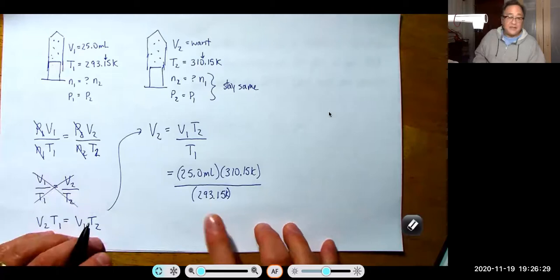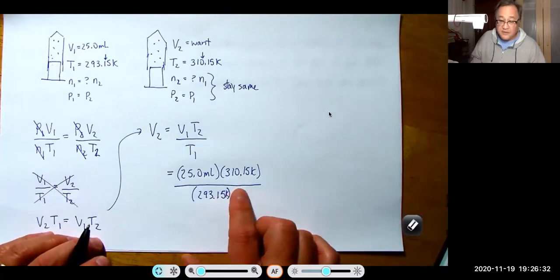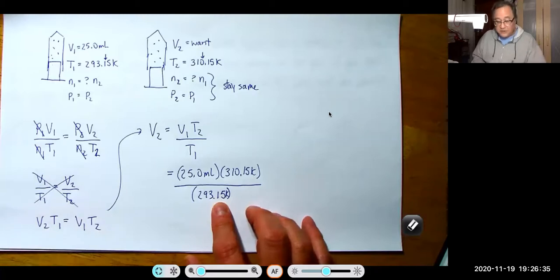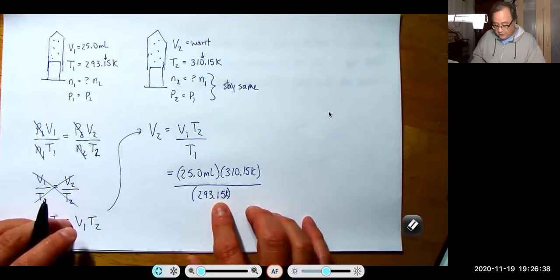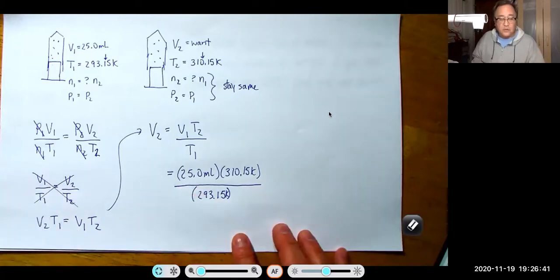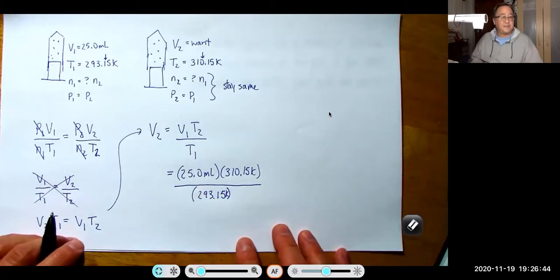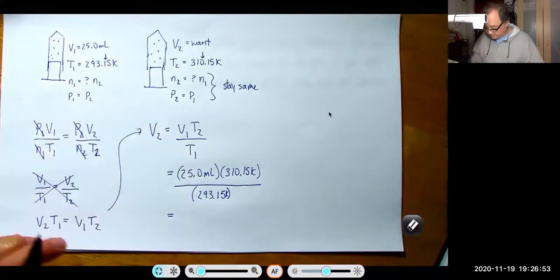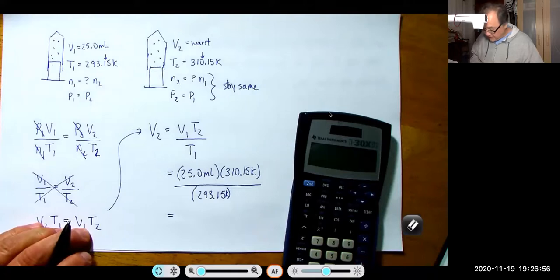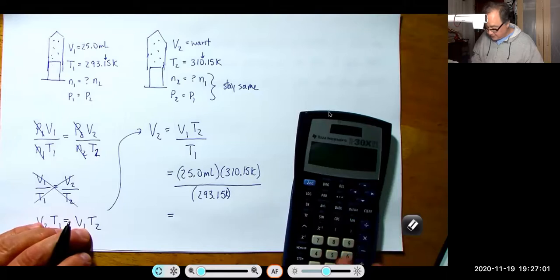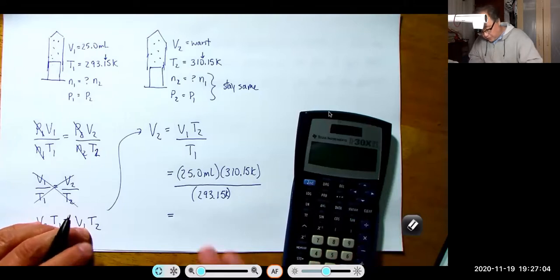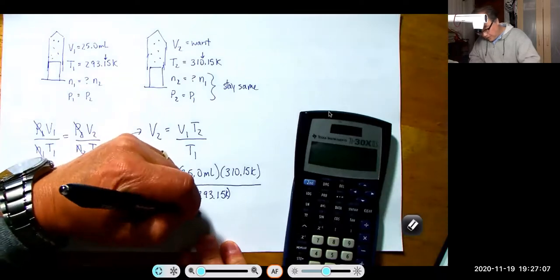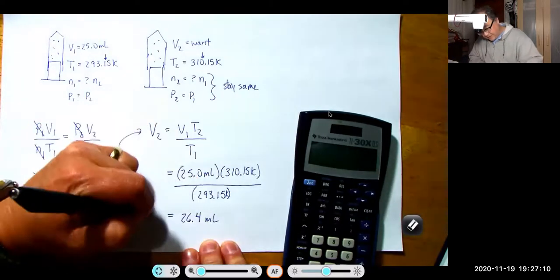So I'm going to estimate the answer. Can you see that 310 divided by 293 is a little bit bigger than one? Squish more, right? So the answer should be a little bit more than 25. And I'm going to guess that it's either 26 or 27 for a final answer. All right, let's see what we get here. We get 25 times 310.15 divided by 293.15, and we get 26.4 milliliters. And that is the final volume.